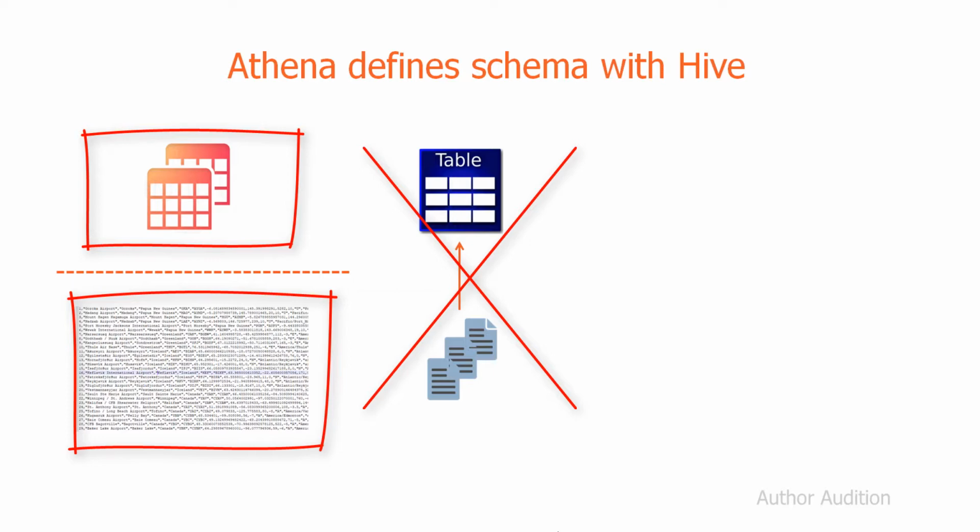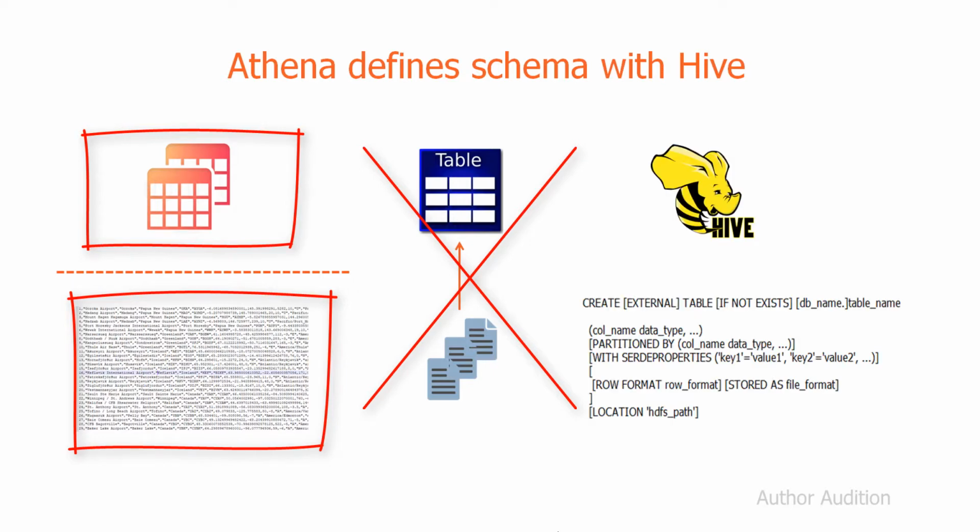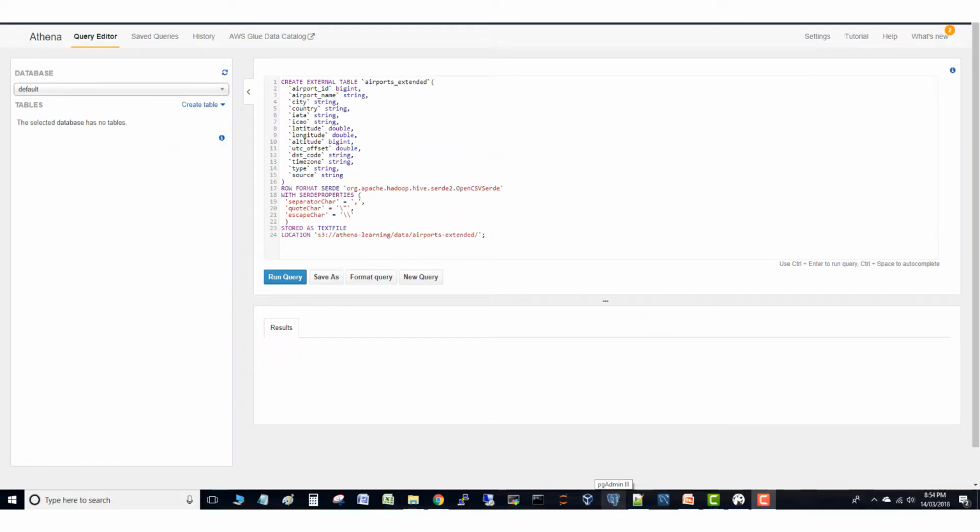In Athena, we have to run Hive queries to create tables. Hive uses its own flavor of SQL called HiveQL. Here, we are running a HiveQL script from the Athena interface. You can see it's fairly similar to a regular create table command.